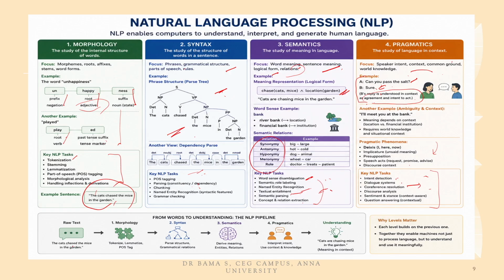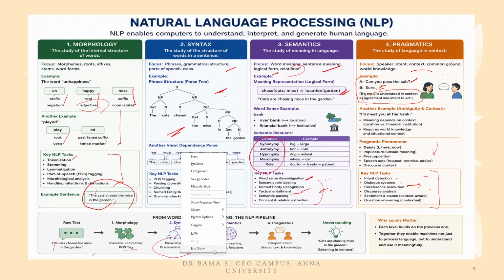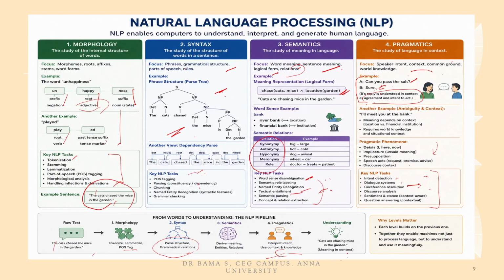And in a nutshell, if you see, there is raw text, the cats chase the mice, we tokenize, lemmatize, where we break it into separate words. There is a parse structure to it, which is the syntactic structure, and we derive the meaning out of it, the entities and relation, interpret it, use the context and knowledge apart from the syntactic structure and the semantic structure, and are we able to understand the meaning correctly. Cats are chasing mice in the location of garden, can we understand it? So this is the entire pipeline of natural language processing.